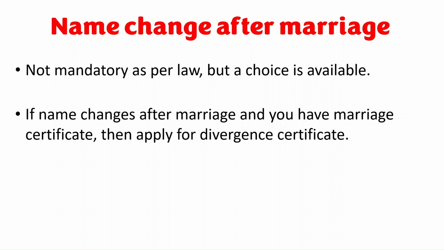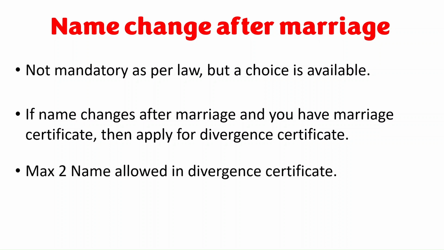A divergence certificate is a certificate issued by the state government, which is evidence that both your before-marriage name and your after-marriage name belong to the same person. And you may apply for a divergence certificate through your respective state government, not through any state government.